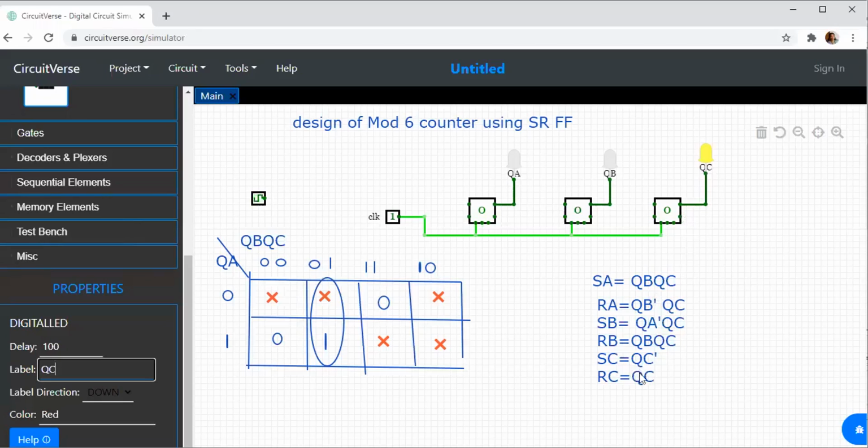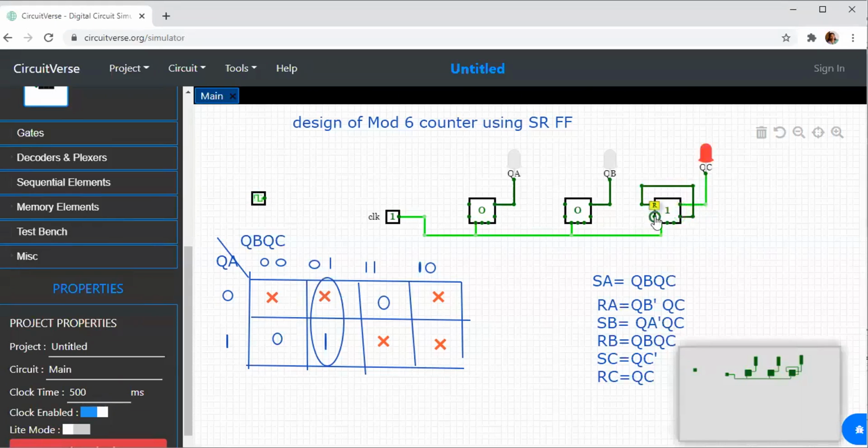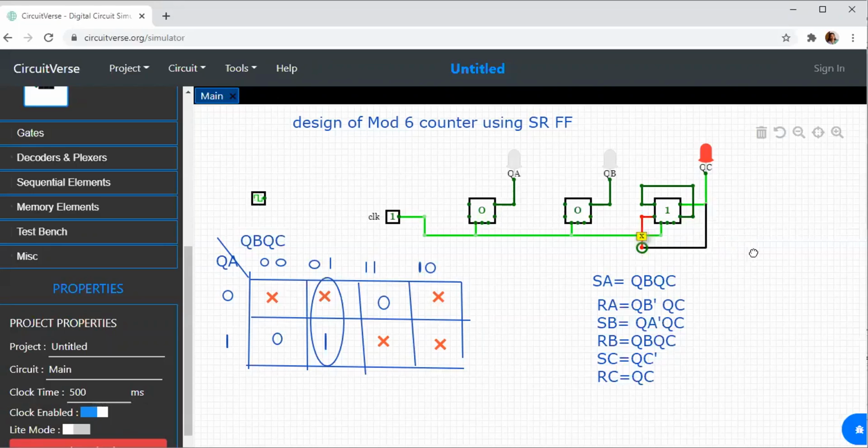Now what is SC? SC is equal to QC bar. That means it should be connected to Q bar. And RC is equal to, so I have RC. RC will be equal to QC. So I'm connecting RC to QC. This is done.